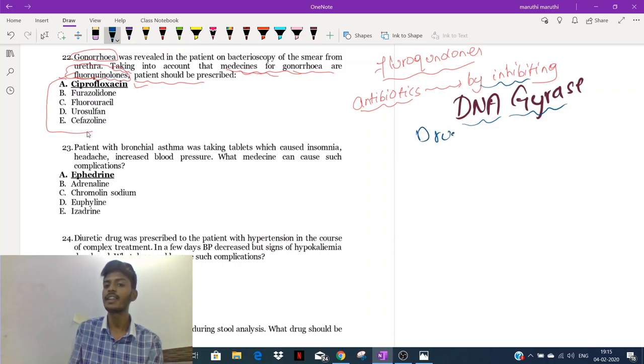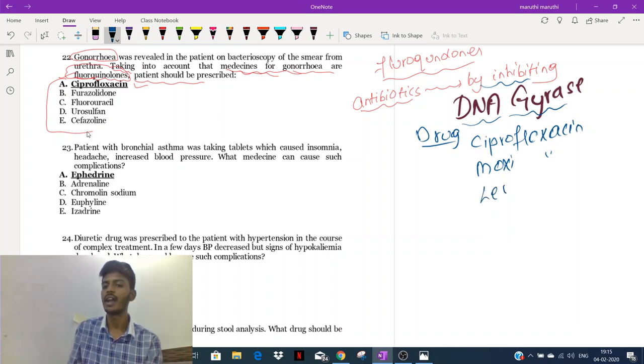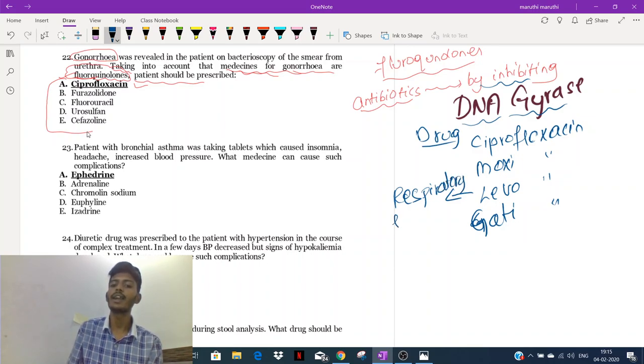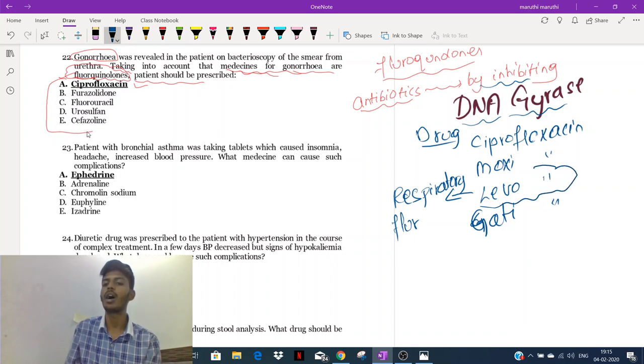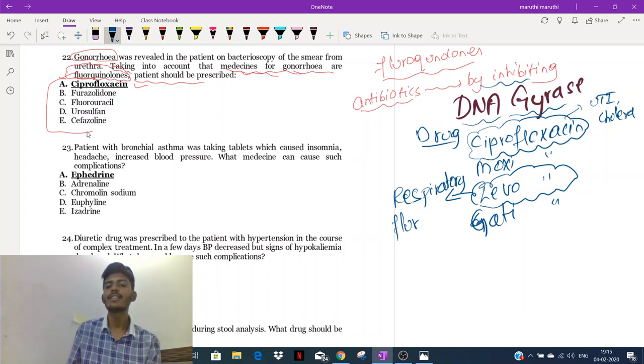Now, which are the drugs present in that group? Fluoroquinolones include ciprofloxacin. We have moxifloxacin. Everything ends with floxacin. We have levofloxacin. We have gatifloxacin. Now among all these, levofloxacin is considered to be a respiratory fluoroquinolone. What do I mean by respiratory fluoroquinolone? It means levofloxacin among all fluoroquinolones is best used for respiratory infection, while ciprofloxacin could be used for conditions like UTI. We can use it in the treatment of cholera. Okay, so this is the story of our fluoroquinolones.